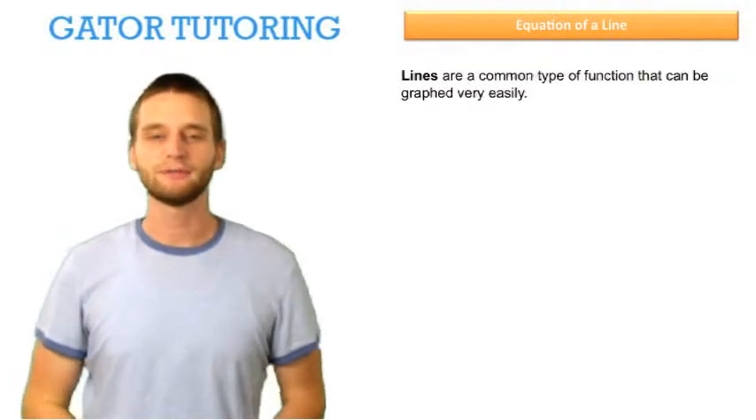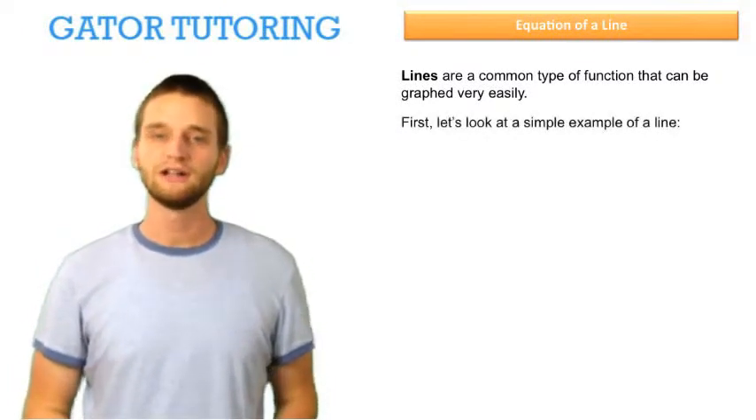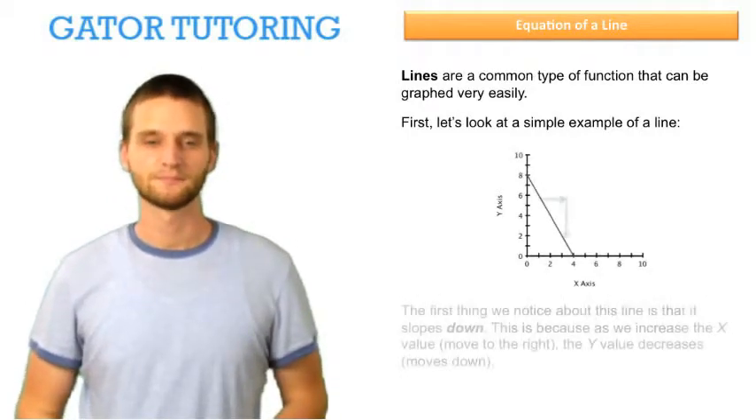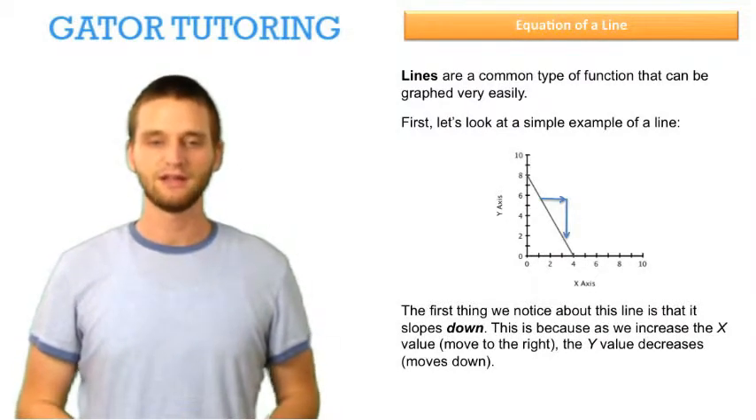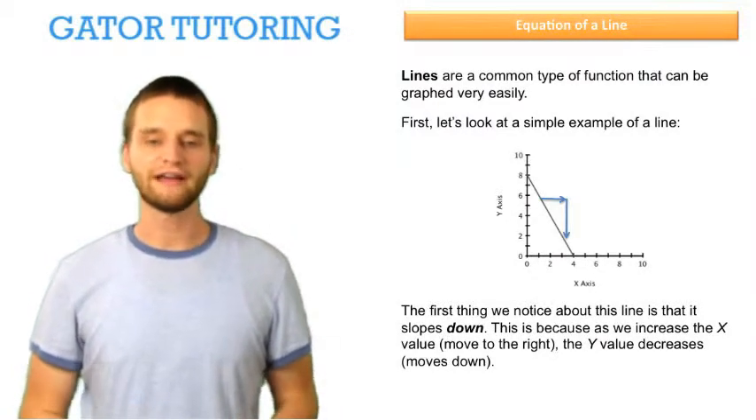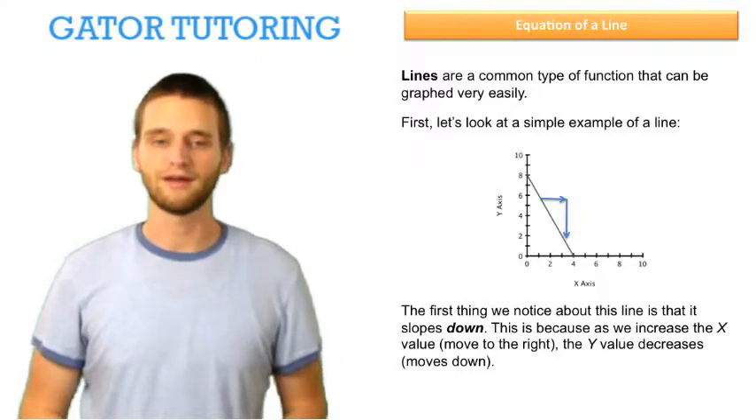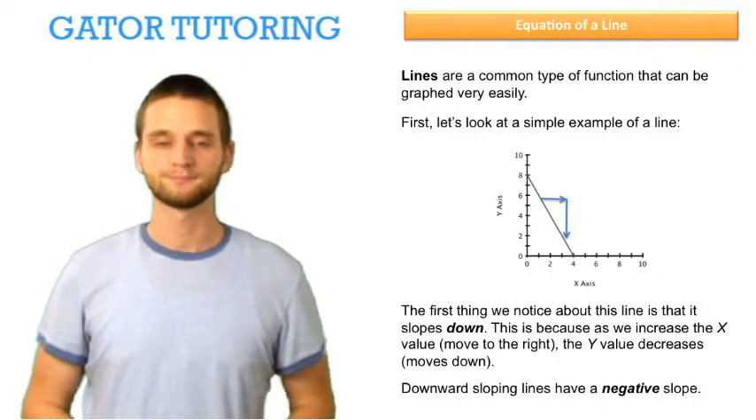Lines are a common type of function that can be graphed very easily. First, let's look at a simple example of a line. The first thing we notice about this line is that it slopes down. This is because as we increase the x value, move to the right, the y value decreases. It moves down. Downward sloping lines have a negative slope.